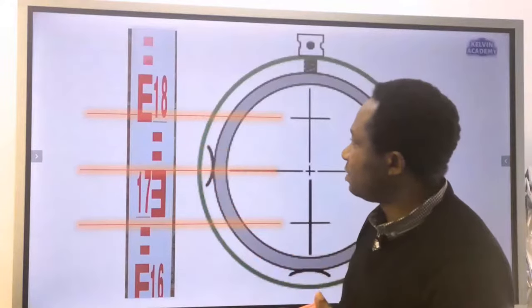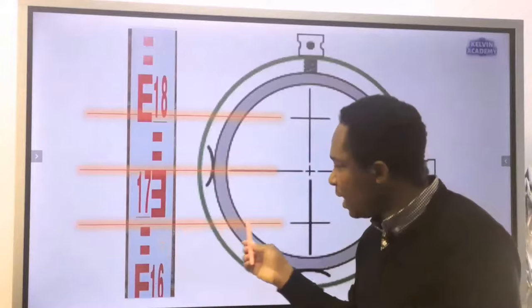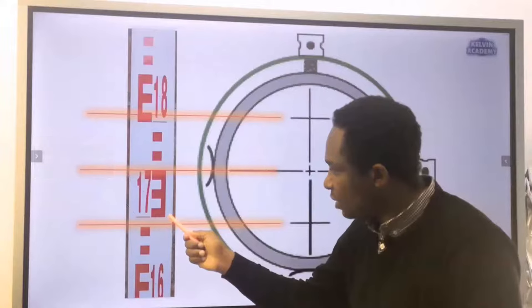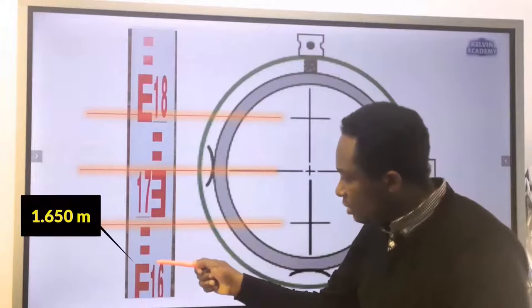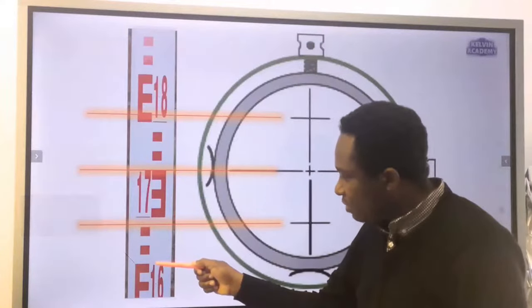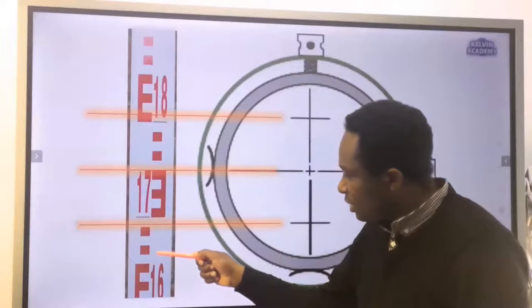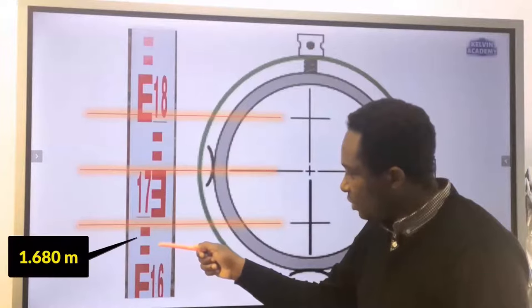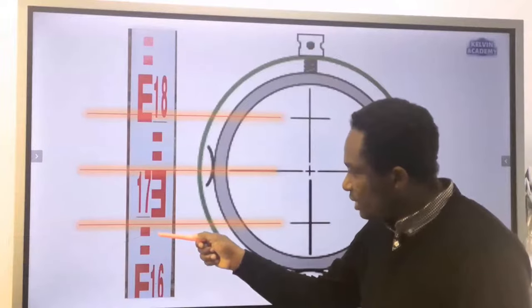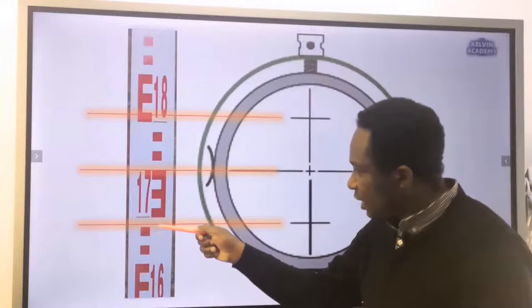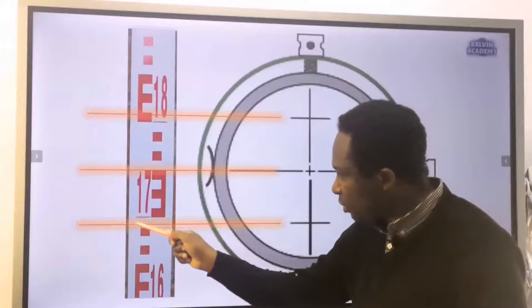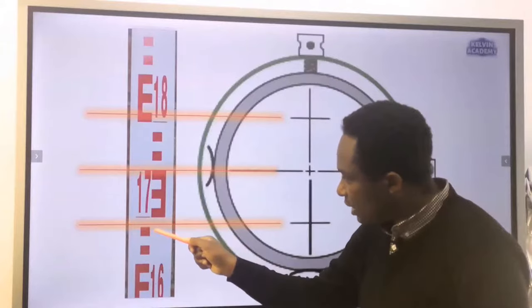For the crosshair, we are going to accept 1.809 meters. This bottom hair is not up to 1.700. This is 1.650. This is 1.660. This is 1.670. This is 1.680. This is 1.690. But this is not up to the middle between this and this.